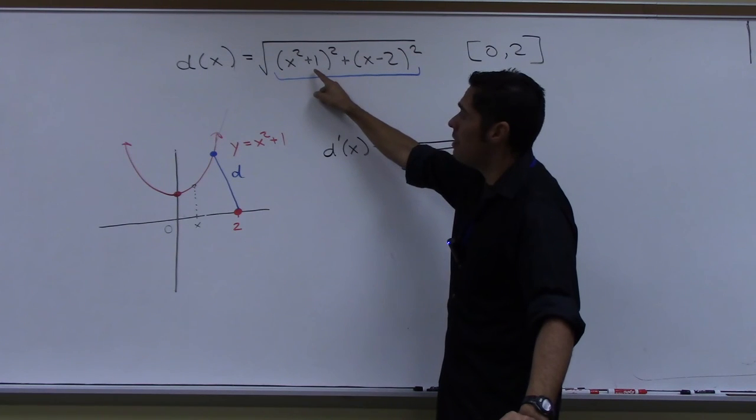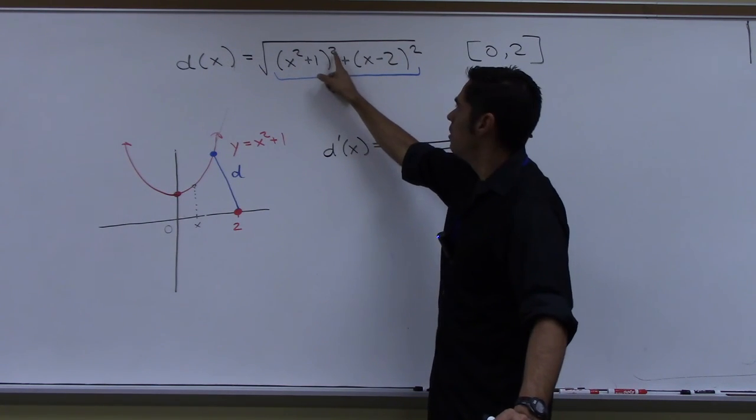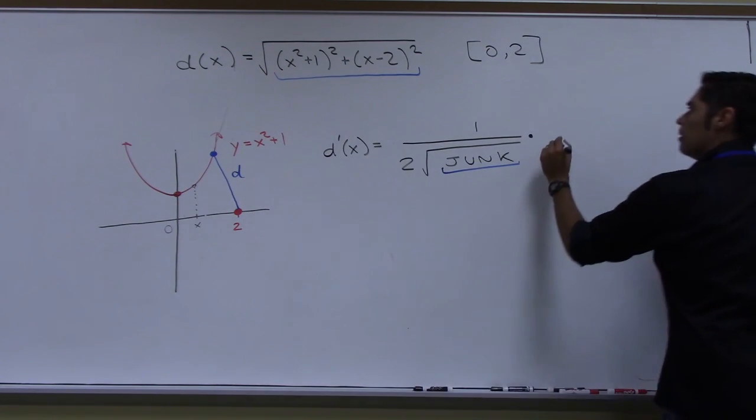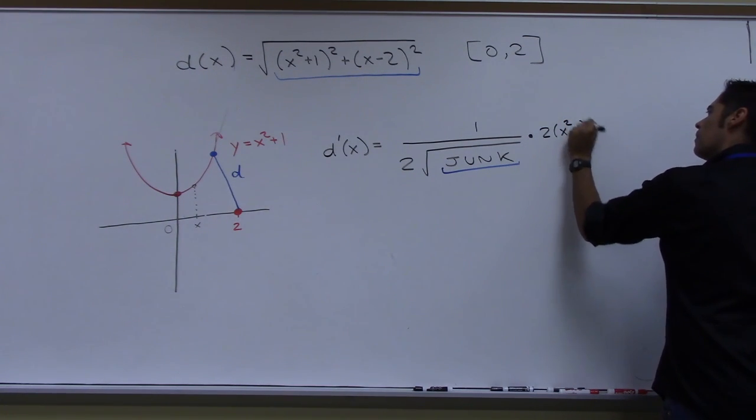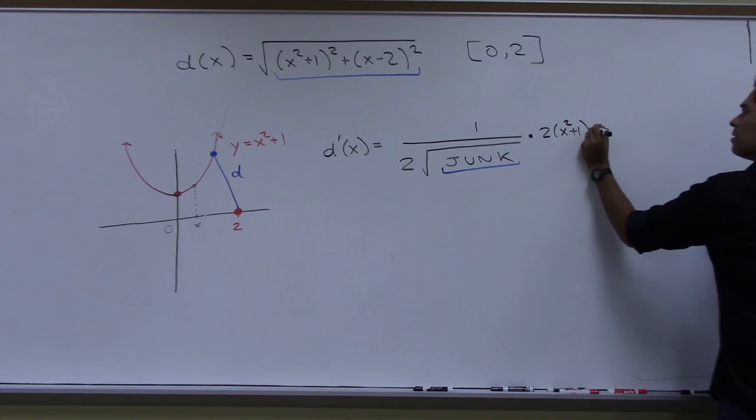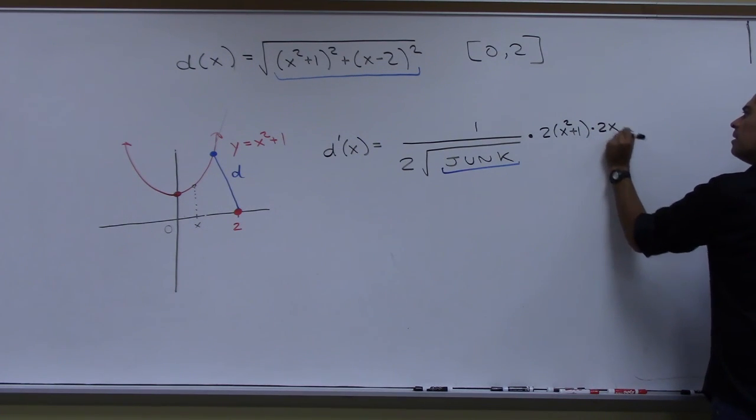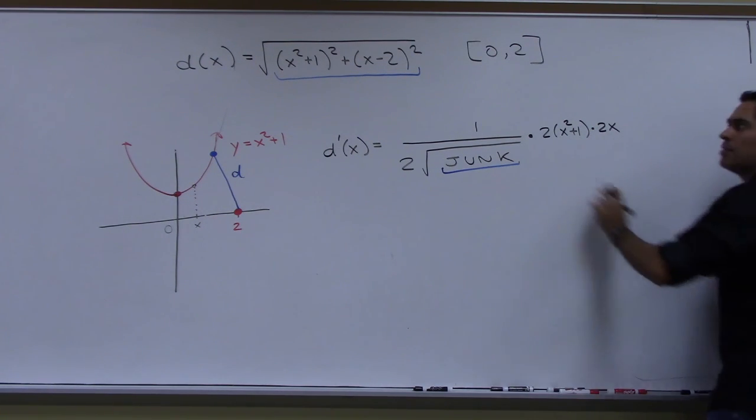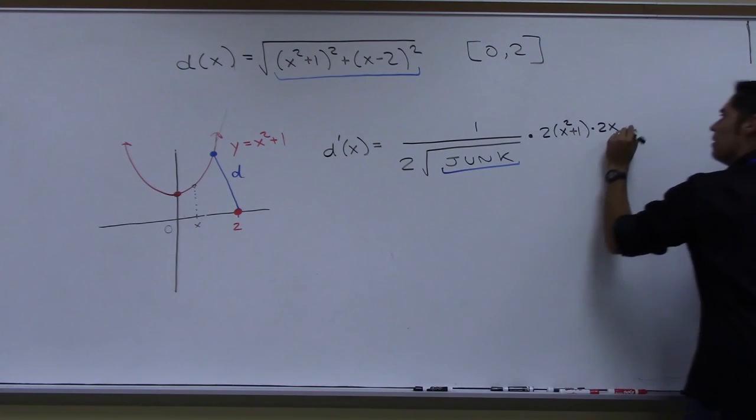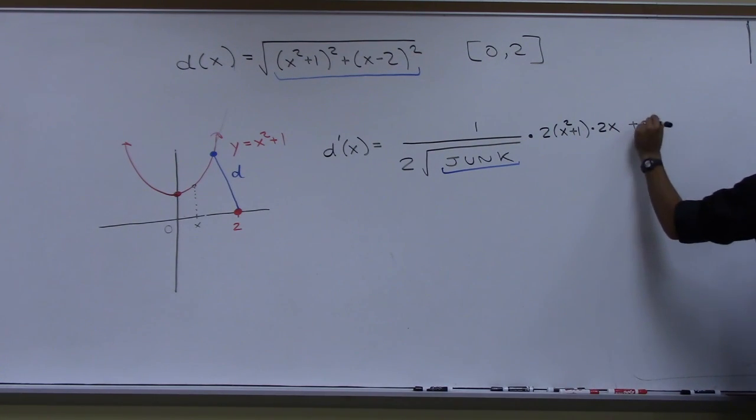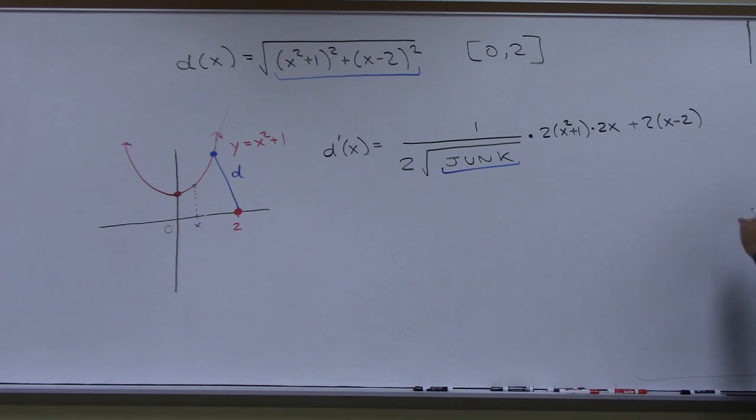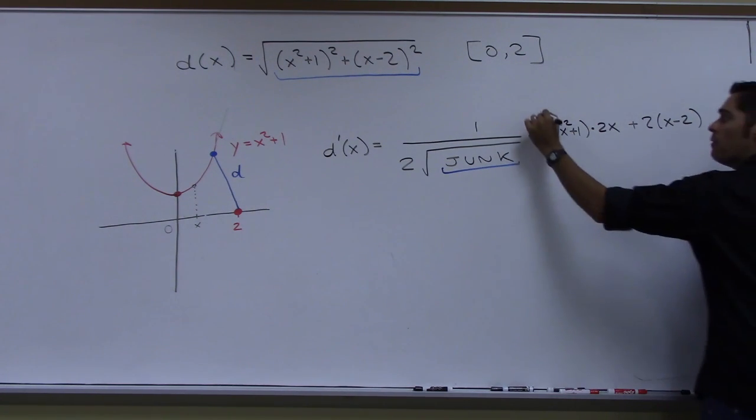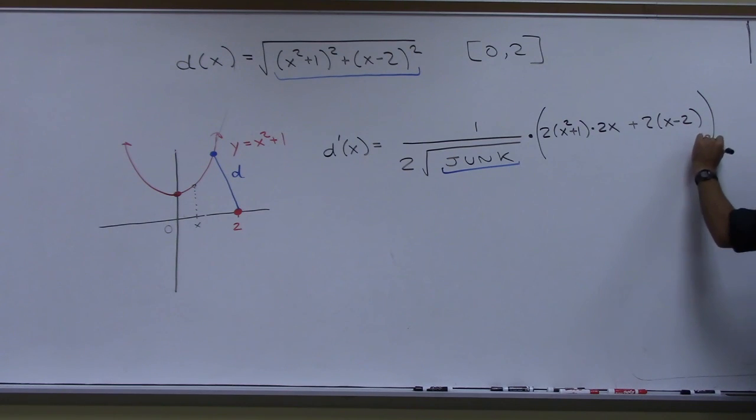So take the derivative of that, you're going to have to do another chain rule, right? 2 is going to pop out. You'll be left with x squared plus 1 times 2x. Are we done with that derivative? So that's the derivative of this. Plus 2 times x minus 2 times 1, which I don't need. And don't forget, all of that was in a parenthesis.